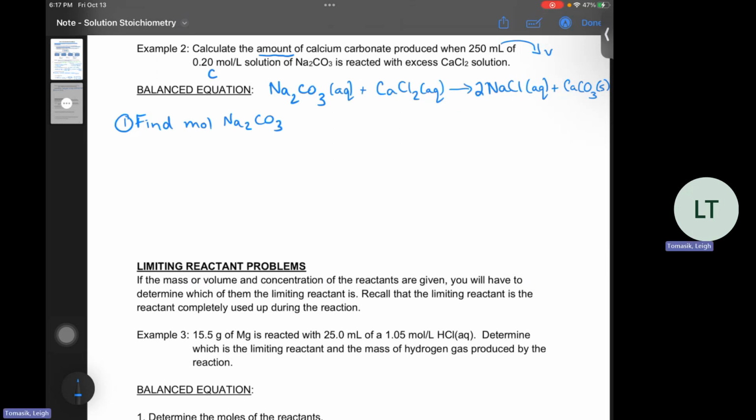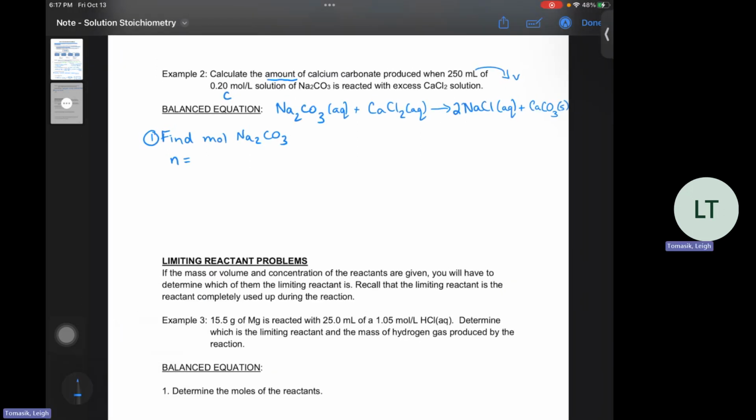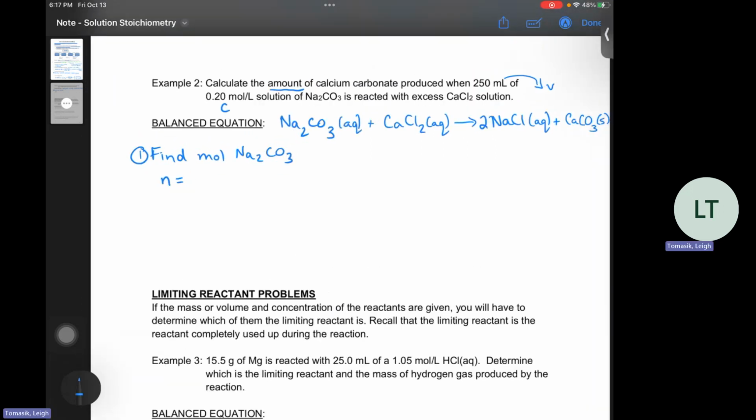So we're going to use n equals C times V. Okay, 250 milliliters is 0.250 liters. So actually, do I have room for this conversion? Oh, here, I'll do it up here. So our volume is equal to 250 milliliters, but that's not a good unit for us. So we would multiply it by 1 liter over 1,000 milliliters, and we get 0.250 liters.